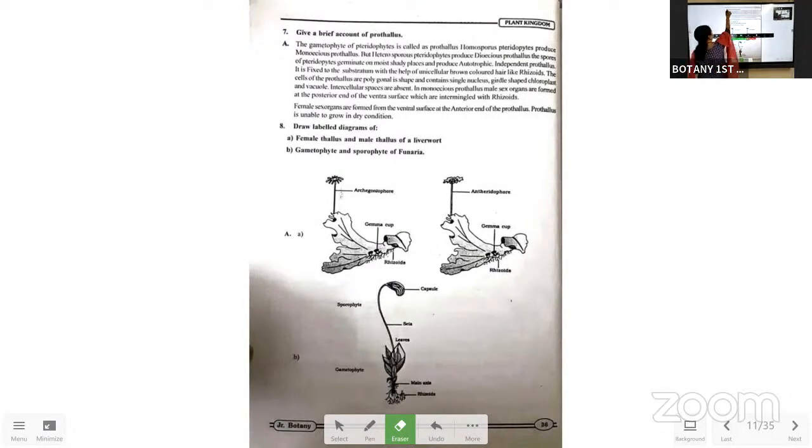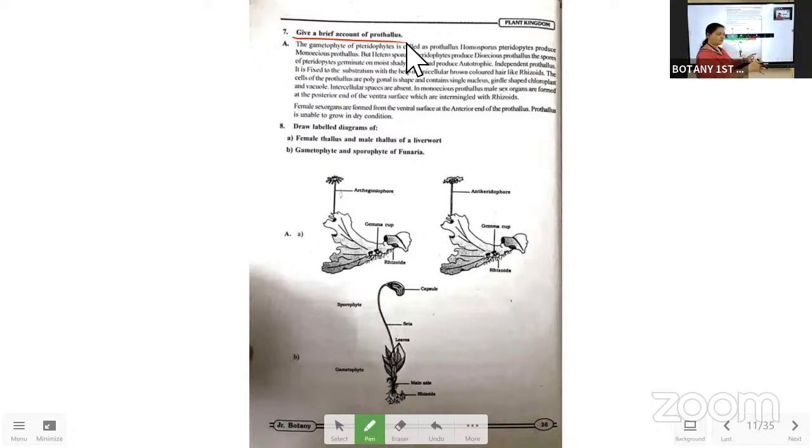Give a brief account of Prothallus. Whenever we are saying the Prothallus, in any material, not the one I have taken and am showing to you, there is no diagram for the Prothallus. But what I am saying is that you need to draw a diagram. If you know the diagram, the answer will come as it is.